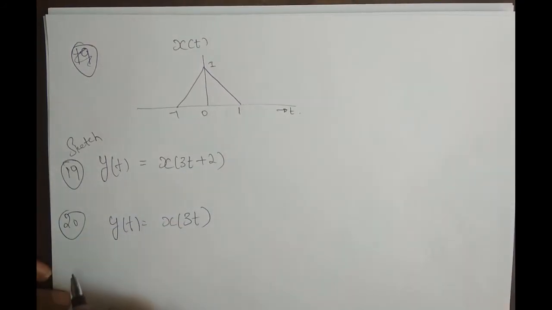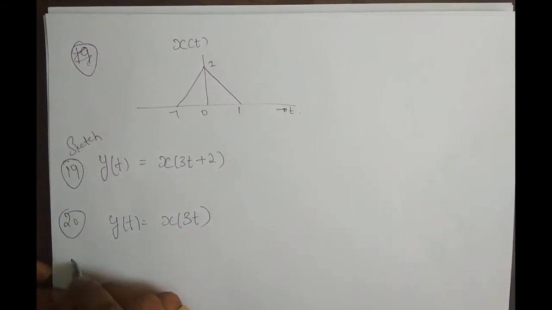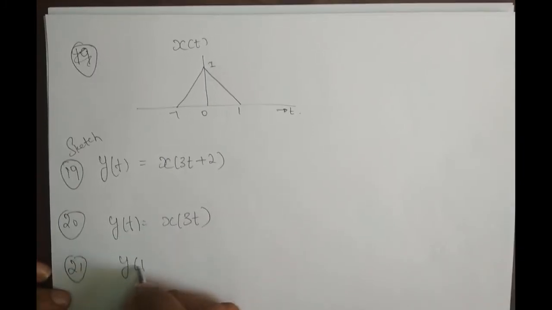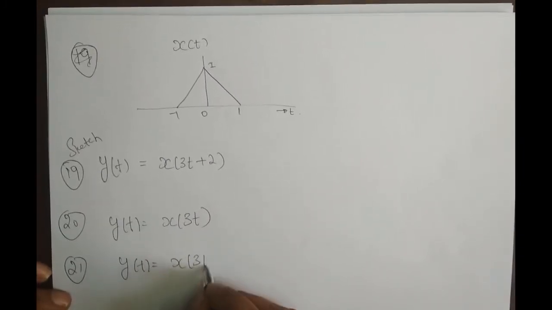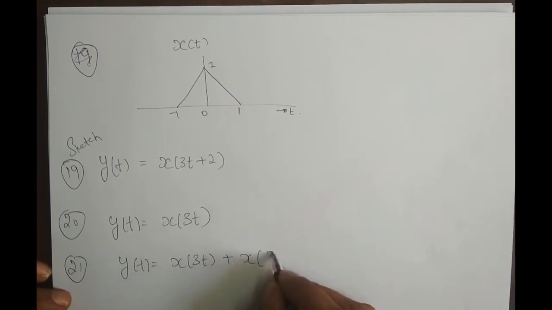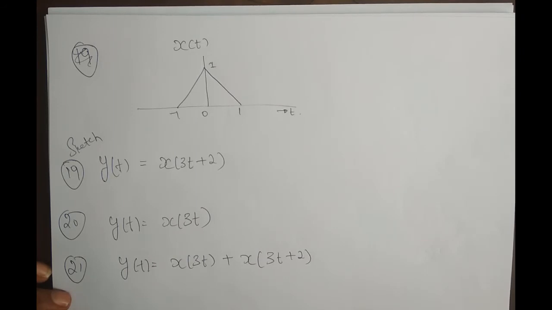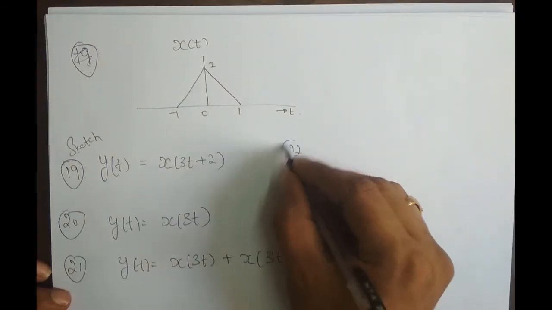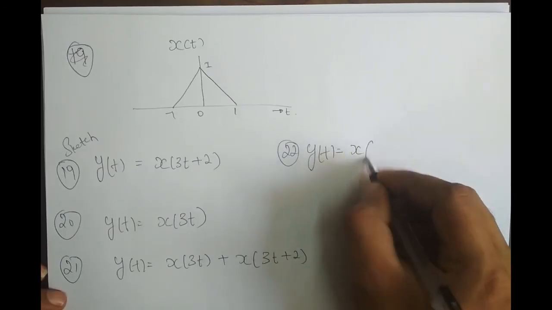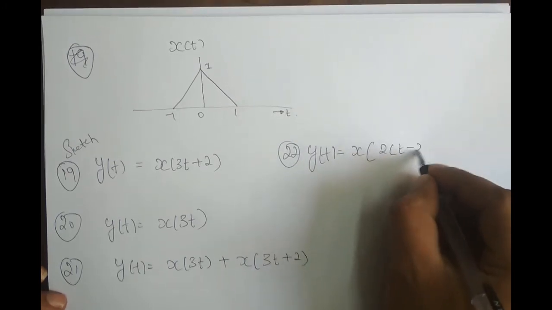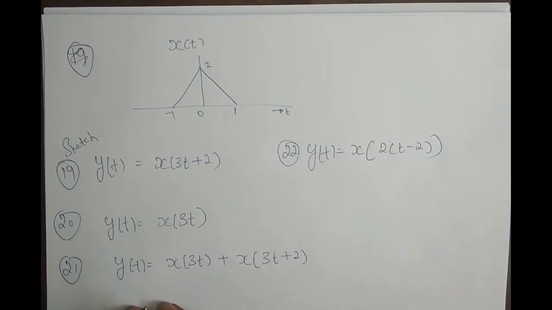Okay, I'll come back to that. Next, problem number 21, you have to sketch y of t equal to x of 3t plus x of 3t plus 2. Basically the sum of these two will give you the signal. Problem number 22, you have to sketch y of t equal to x of 2 times t minus 2.